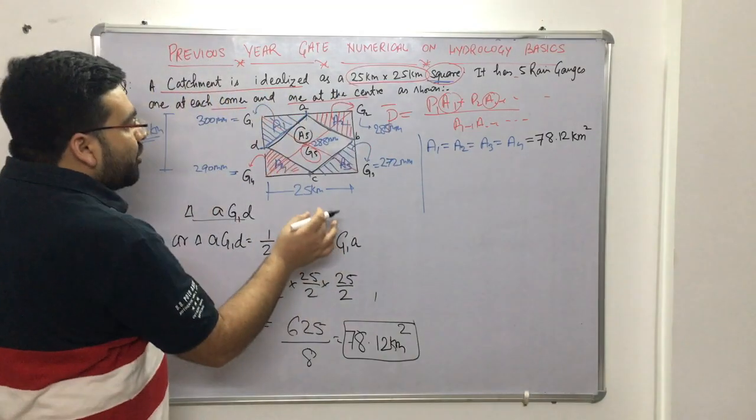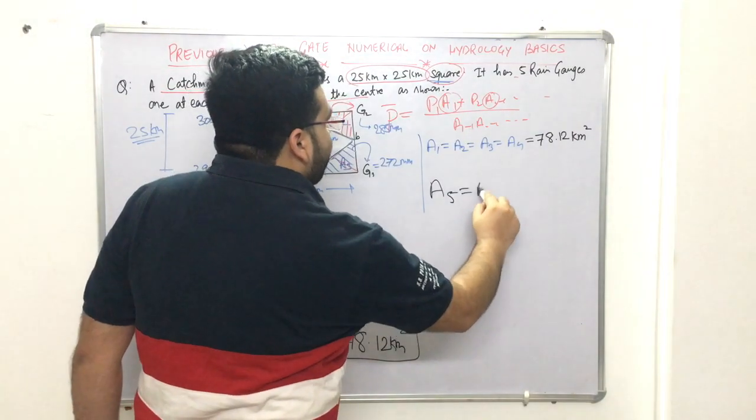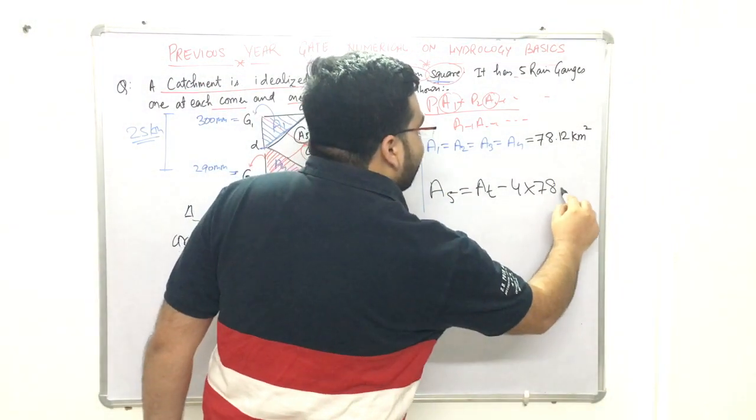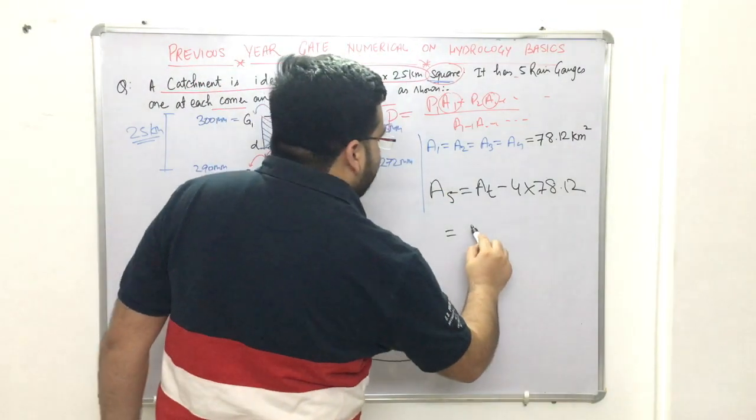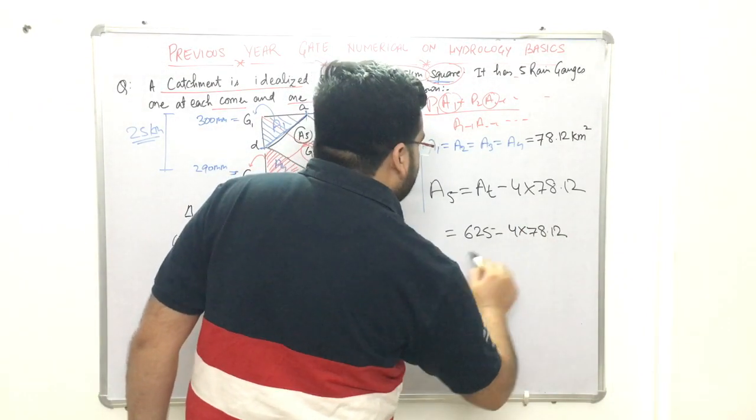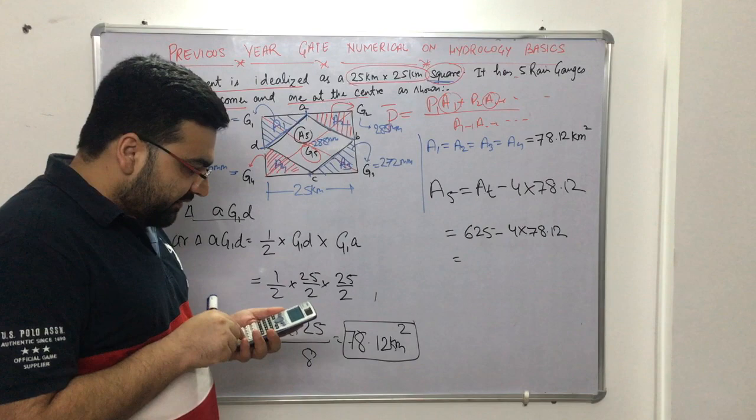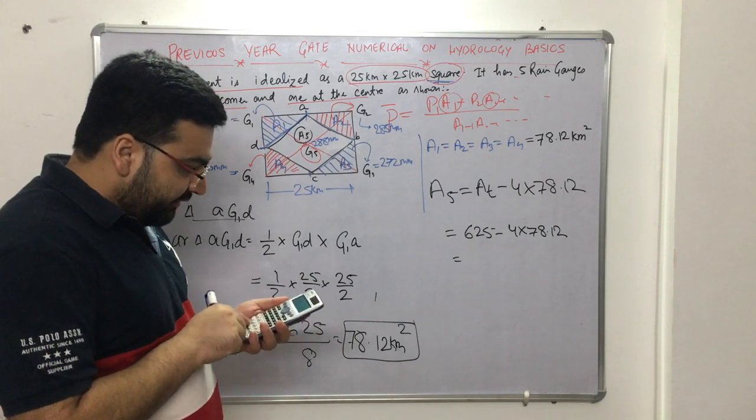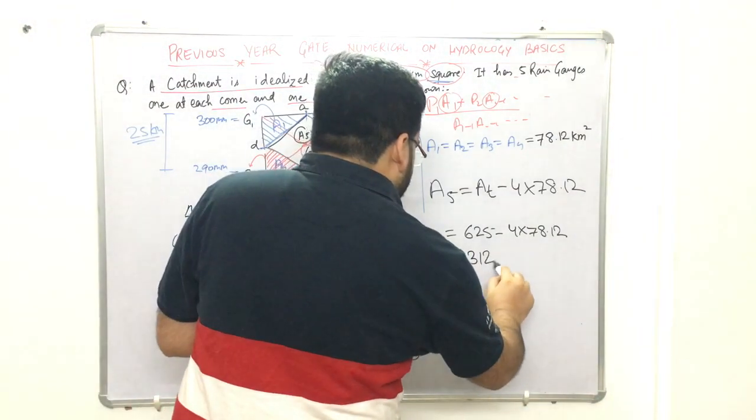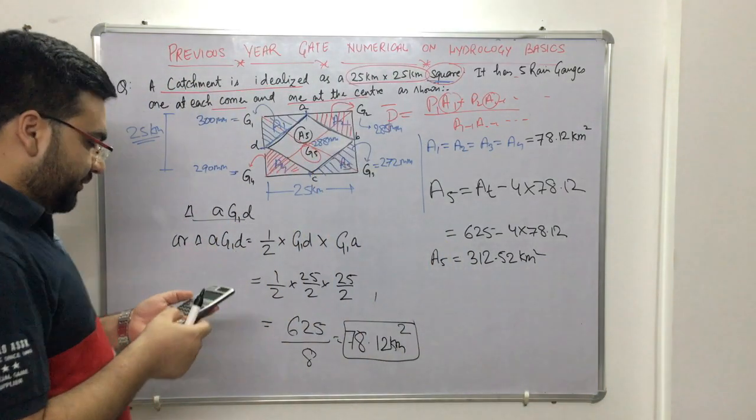So what is the total area? Total area is 25 into 25, 625. So A5 will be equal to total area minus 4 times of one single area, that is 78.12. So total area is 625 kilometer square, minus 4 into 78.12. So how much it is coming? Let me calculate it. It will be around 312.52 kilometer square, the area of the center portion, that is A5.